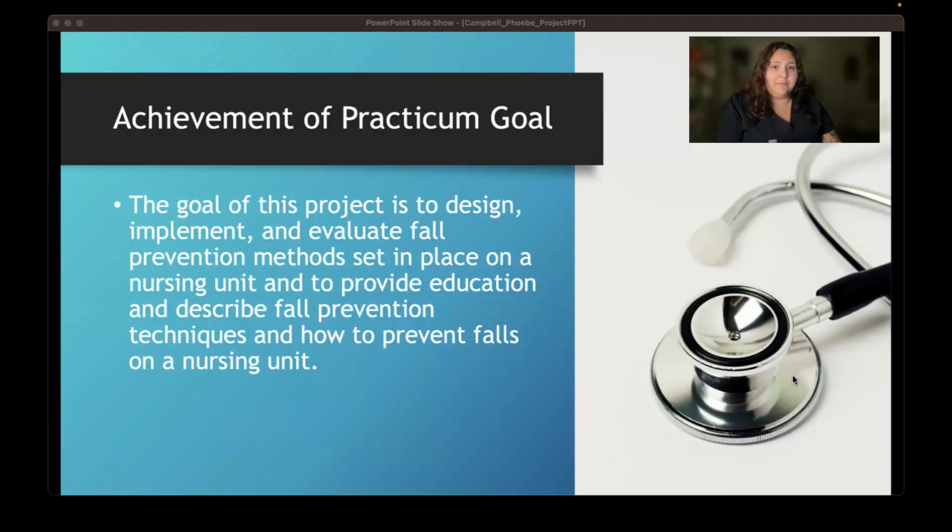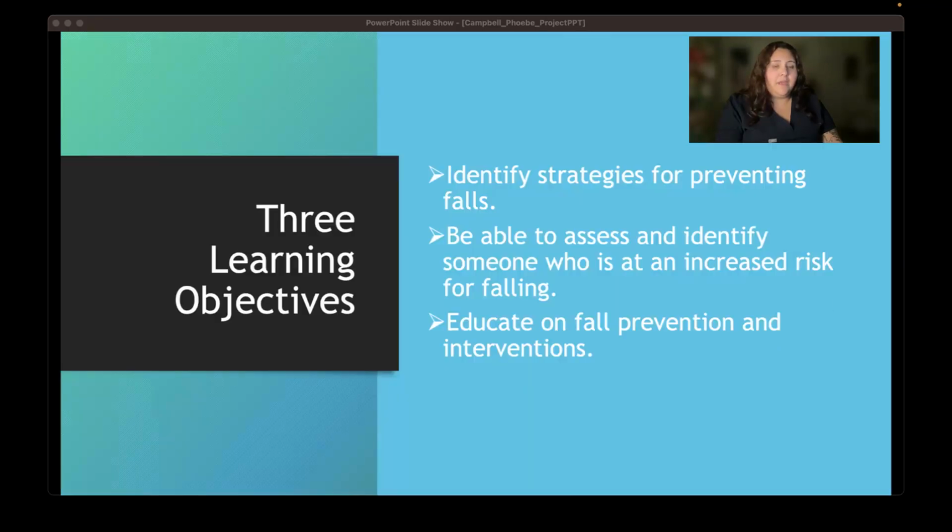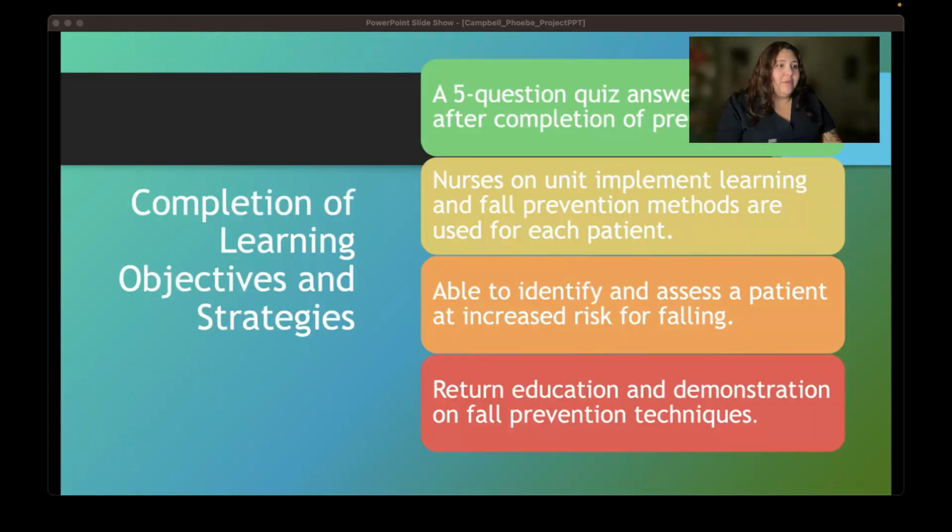on the nursing unit. The goal of this presentation is to design, implement, and evaluate fall prevention methods set in place on a nursing unit and describe fall prevention techniques and ways we can prevent falls. The three learning objectives are to be able to identify strategies to help prevent falls, being able to assess and identify someone who has an increased risk for falling, and provide education on fall prevention and interventions. By completing this presentation, you'll be able to complete a short 5 question quiz on fall prevention. All questions will be answered and clarified.